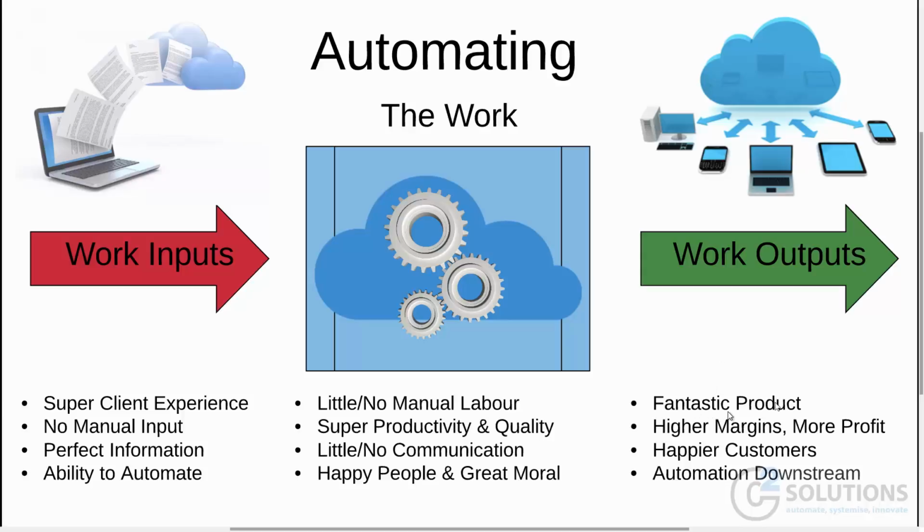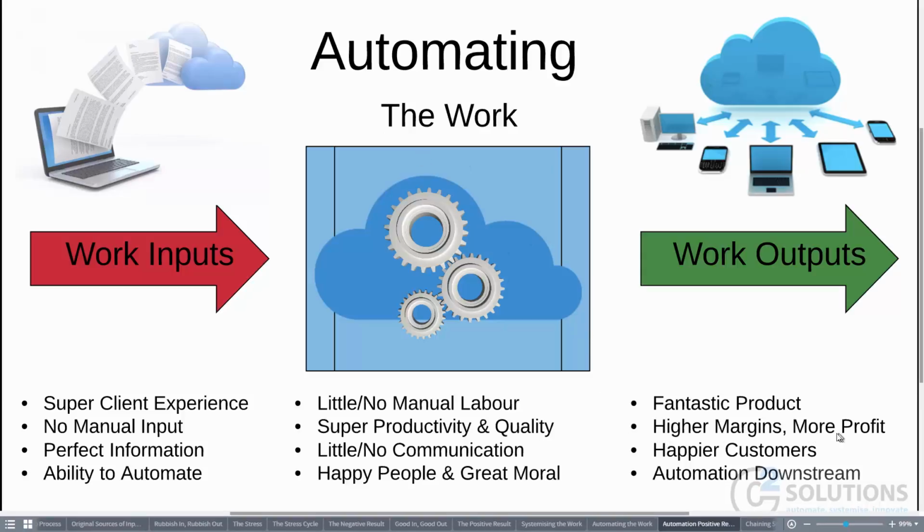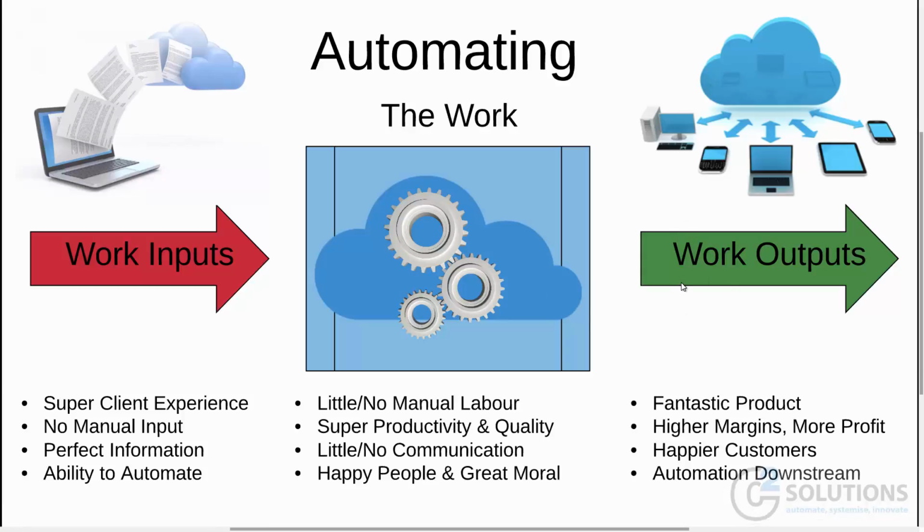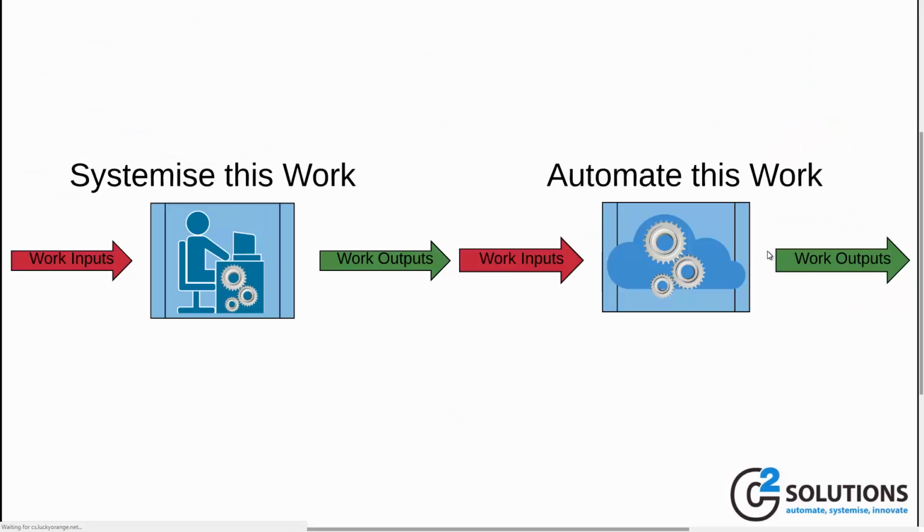Your margins will be higher and a lot more profit because you basically squeezed all of the overheads out of this aspect here. Much happier customers, they get it basically instantly. If you look at the world now, it's all instant. On-demand TV and movies, it's all instant. And it allows for automation downstream. So that's another big thing, is once you do work this way, the next thing down the stream can also automate. So really, really powerful in that sense.